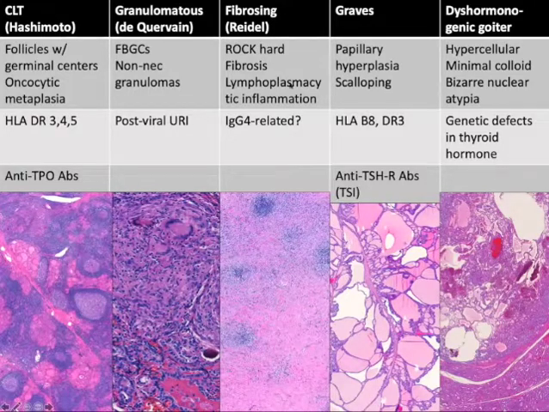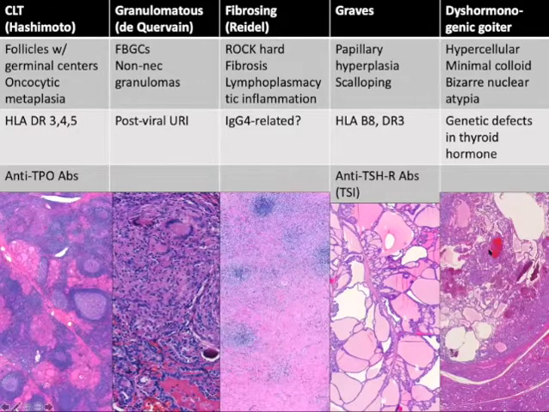Fibrosing or Riedel thyroiditis, that characteristic rock hard, is thought to be potentially an IgG4 related sclerosing disease. So sometimes we do IgG4 on tissue or in serum. Graves' disease is related to some of your HLA subtypes, just like Hashimoto's, and has papillary hyperplasia with scalloping of colloid, the characteristic features.